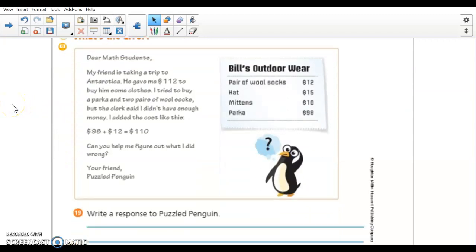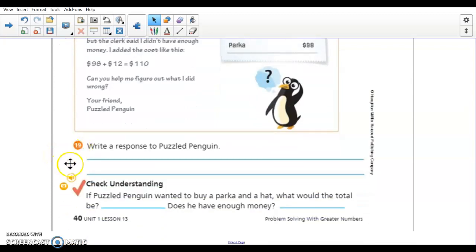And let's read about that penguin. Dear math students, my friend is taking a trip to Antarctica. He gave me $112 to buy him some clothes. I tried to buy a parka and 2 pairs of wool socks, but the clerk said I didn't have enough money. I added the cost like this. 98 plus 12 equals 110. Can you help me figure out what I did wrong? Your friend, the puzzled penguin. Write a response to the penguin, tell him what he did wrong. And then if the puzzled penguin wanted to buy a parka and a hat, what would the total be? Does he have enough money?